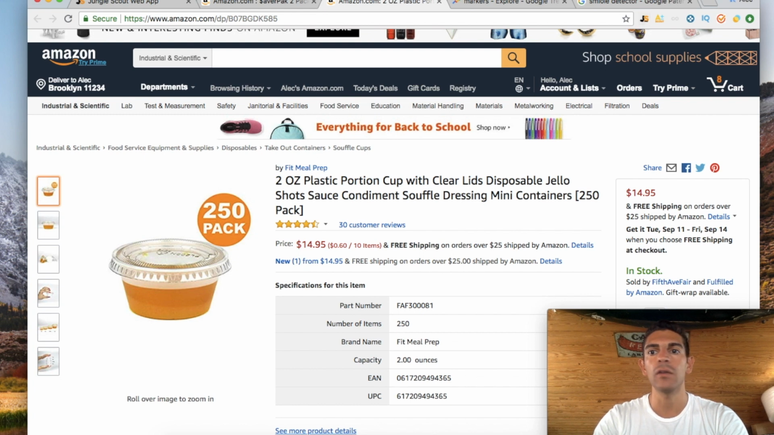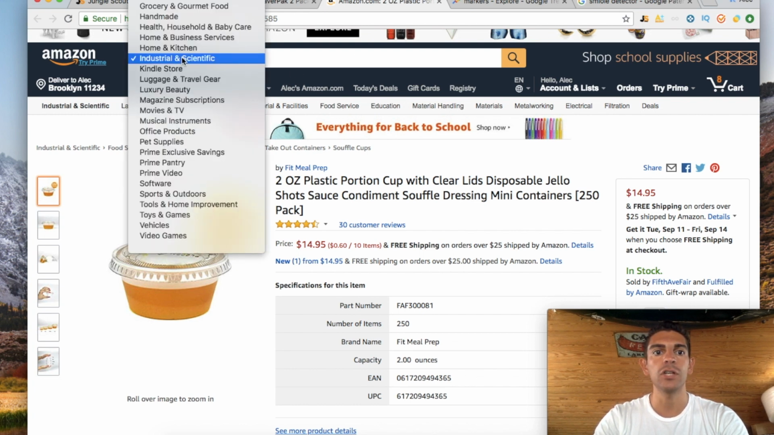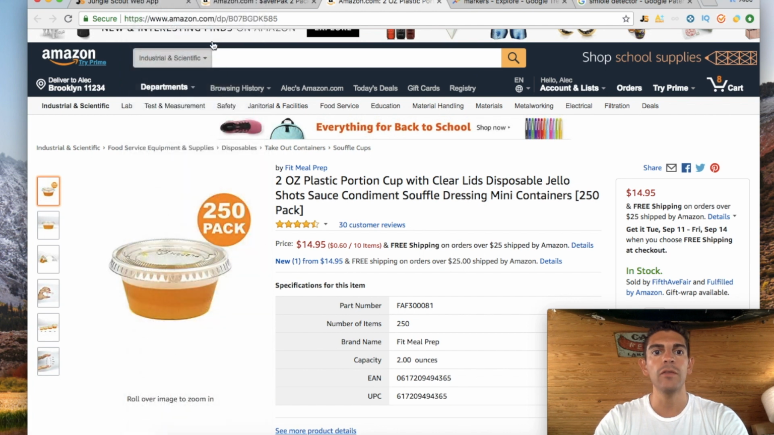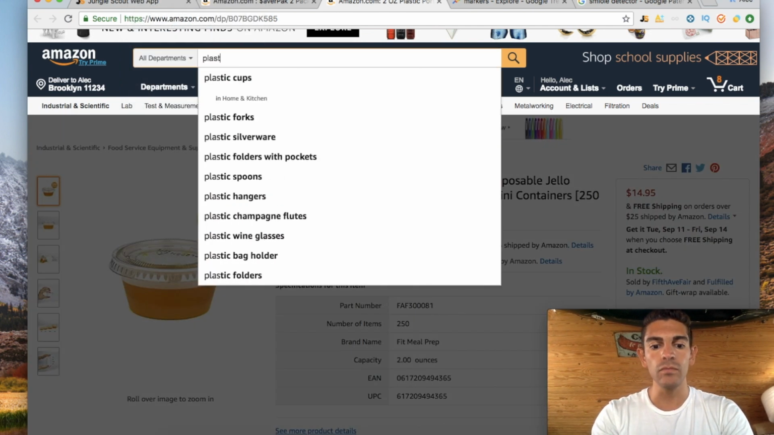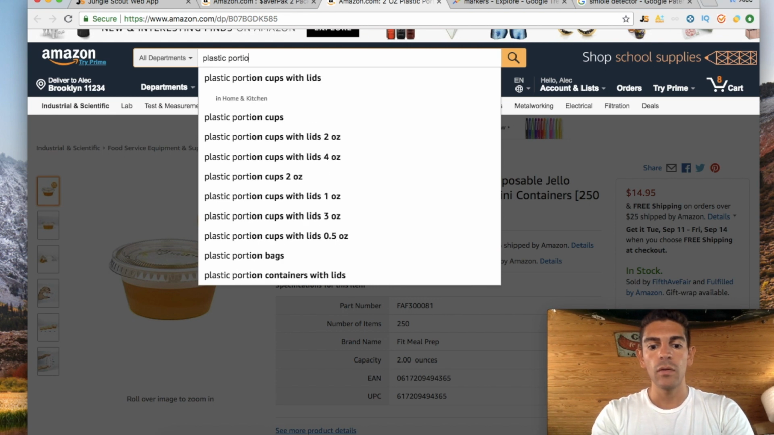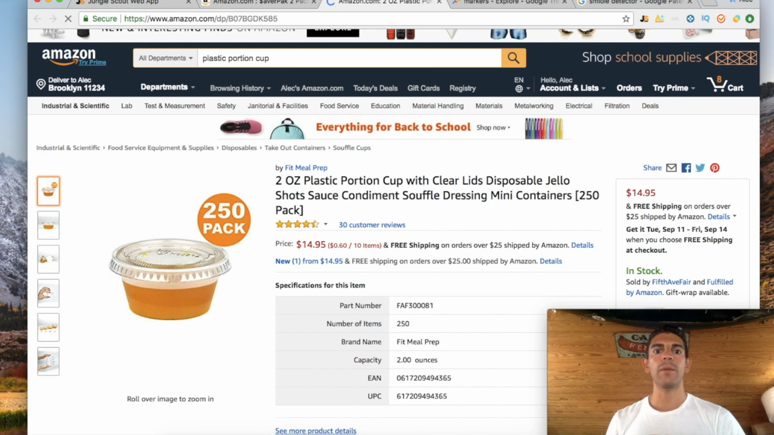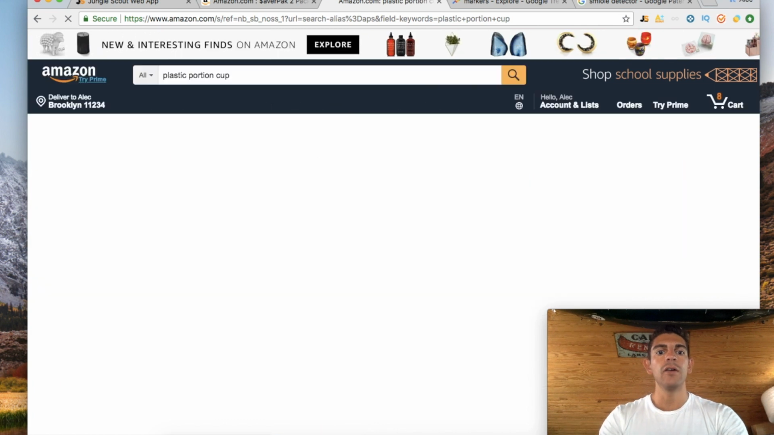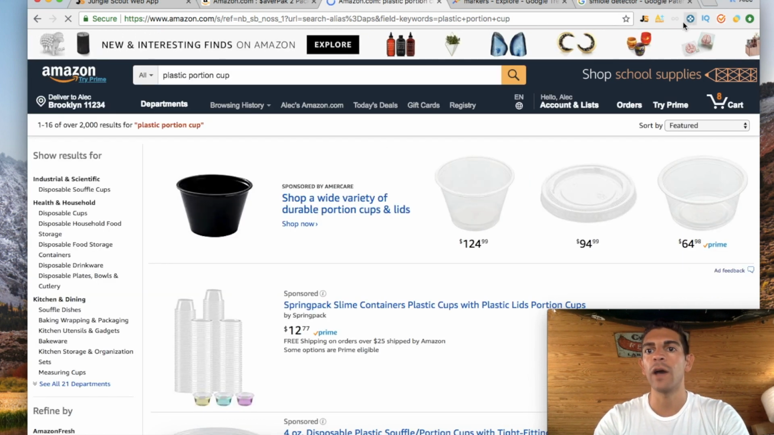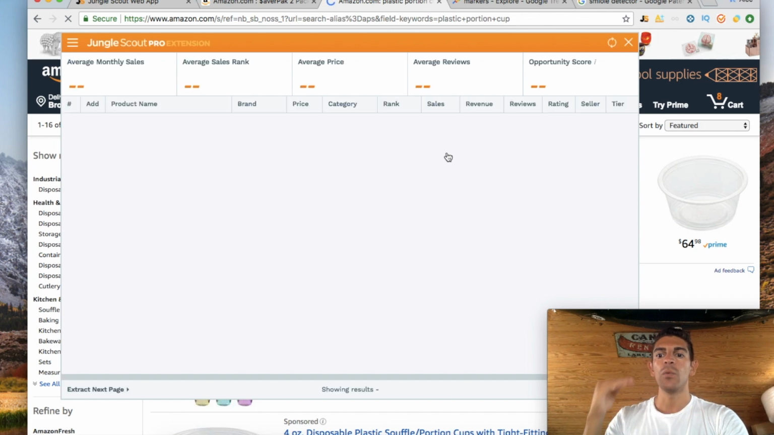And let's just take a look. We're going to search in all departments, and then we're going to put in plastic portion cup. That's probably the main keyword, most likely. So we're going to search it up and see if this one's viable or not. Pull up Jungle Scout, and we're going to see the market and the numbers. We want to see consistency.